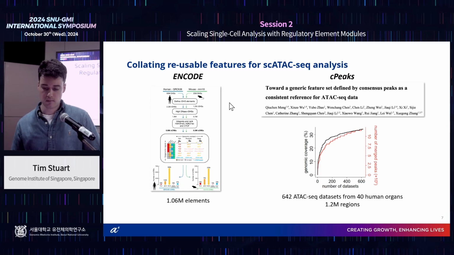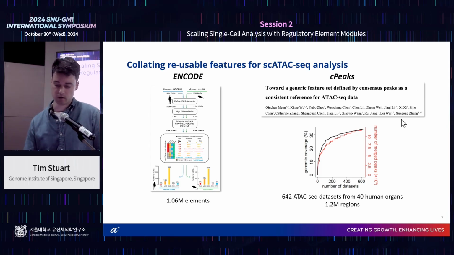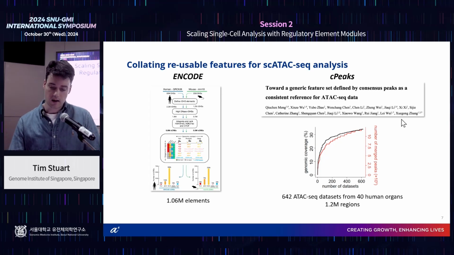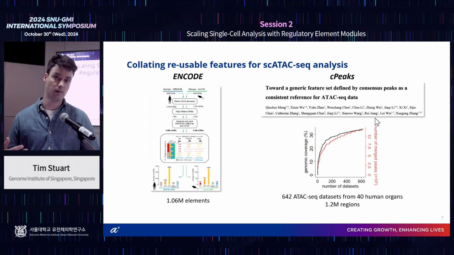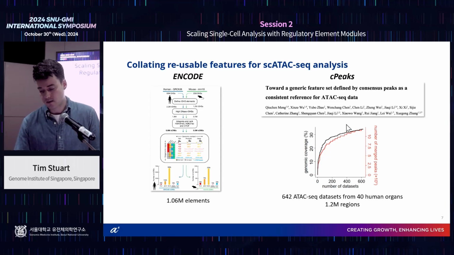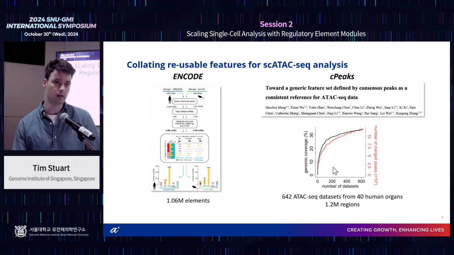And then more recently, and this paper is still on bioRxiv, from Xuegong Zhang's lab, they developed what they call a consensus set of ATAC-seq peaks, really motivated by the same problem. But here they looked at over 600 different bulk ATAC-seq experiments from different human tissues, and they come up with this set of around 1.2 million consensus peaks.